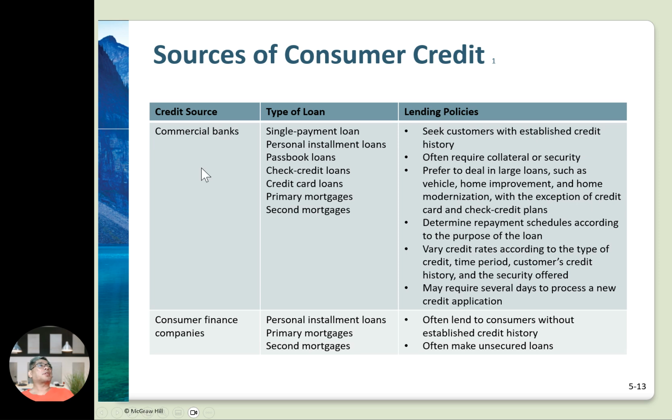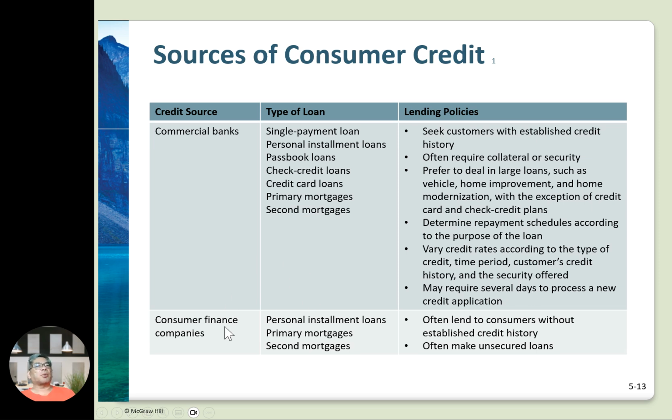What are the sources of consumer credit? The first one is the commercial bank, offering single loans, credit loans, credit card loans, and primary and secondary mortgages. Usually the lending policy is that they go for customers with established credit history, often require collateral as security, and prefer to deal with large loans such as vehicle, home improvement, or home modernization. They determine the repayment schedule according to the purpose of the loan, vary rates according to the type of credit, time period, and customer credit history, and may require several days to process new credit applications.